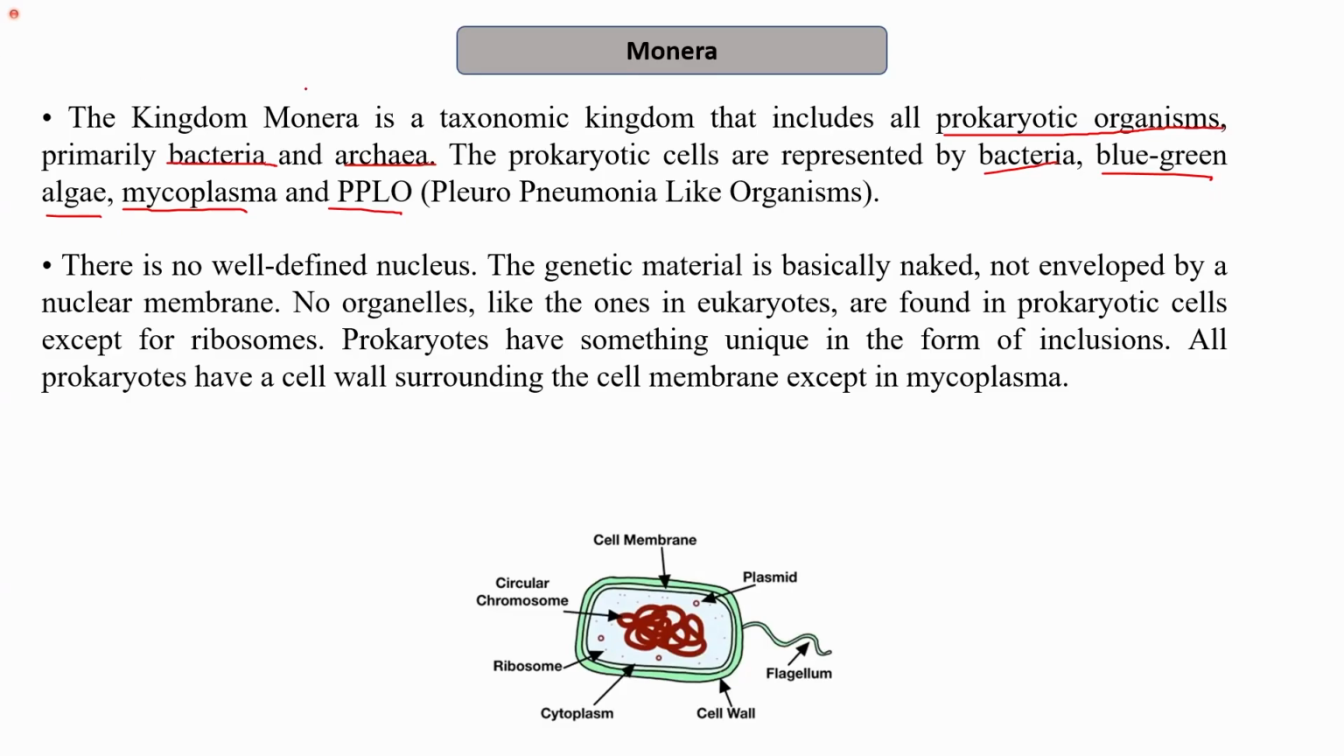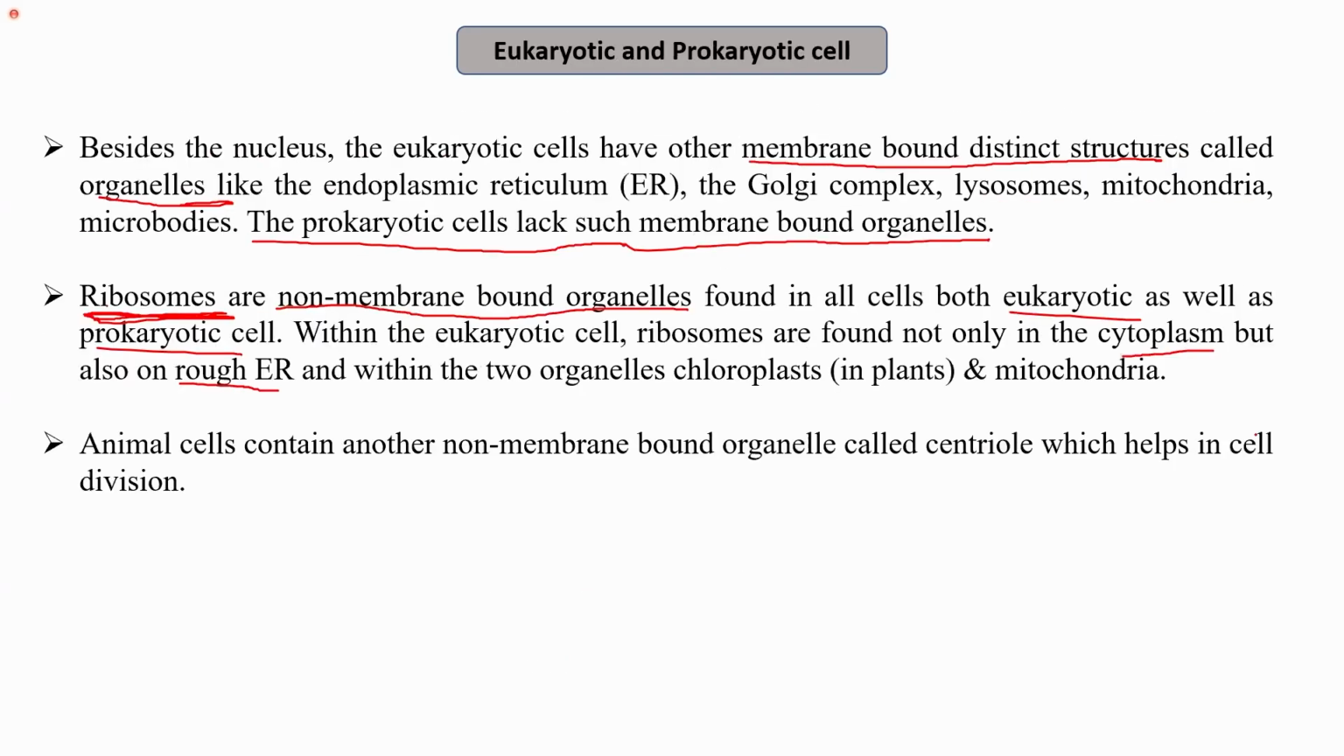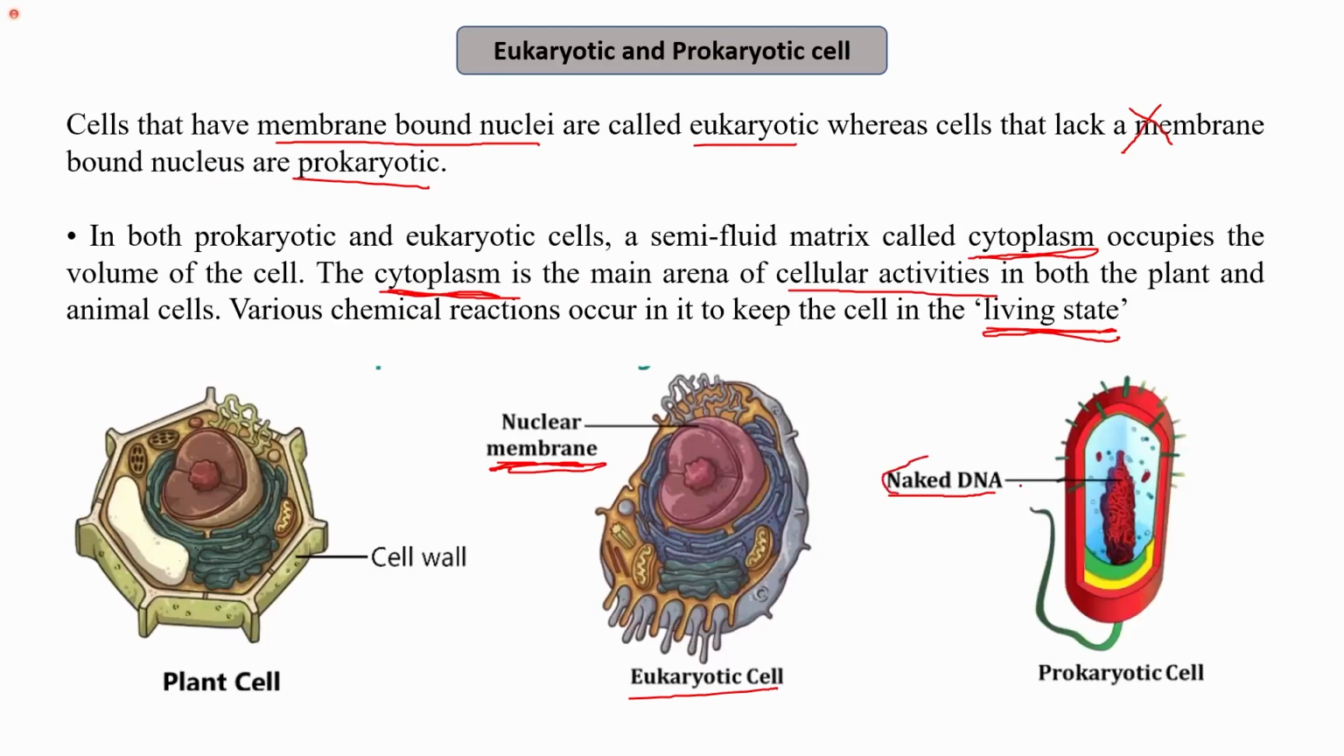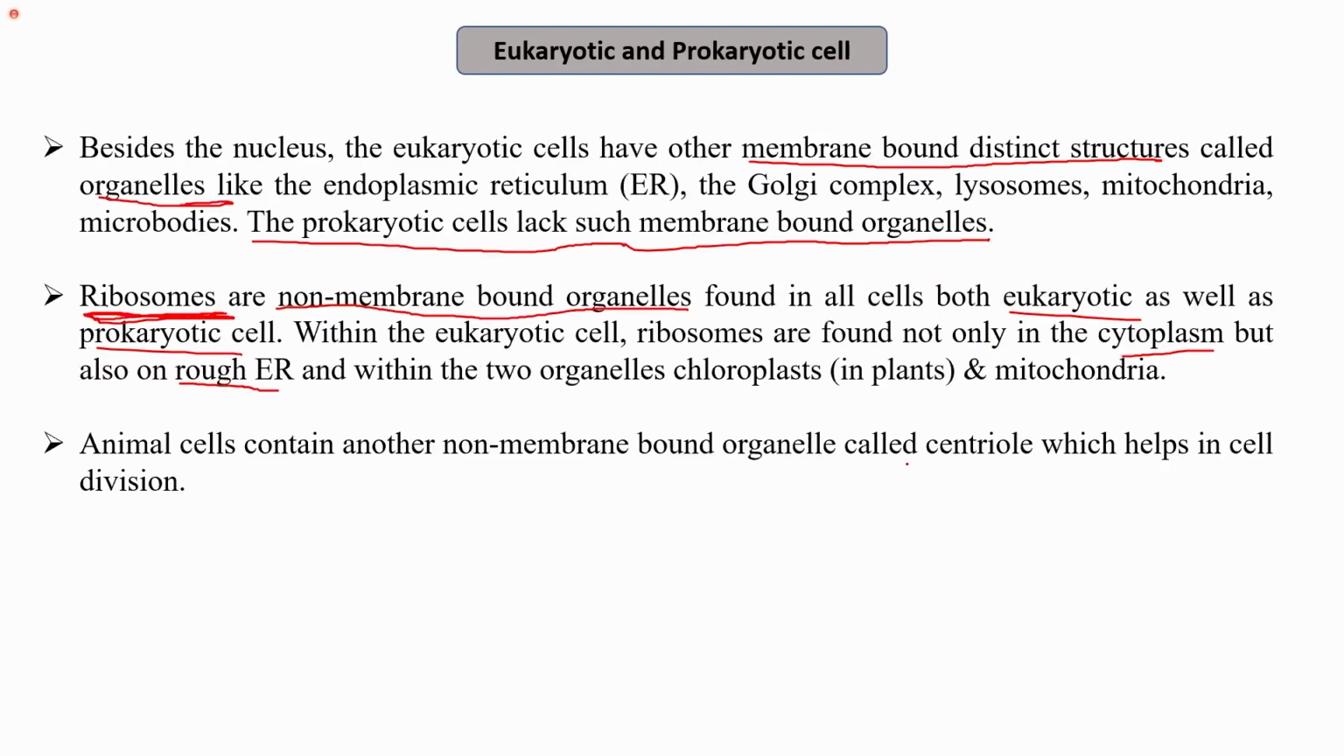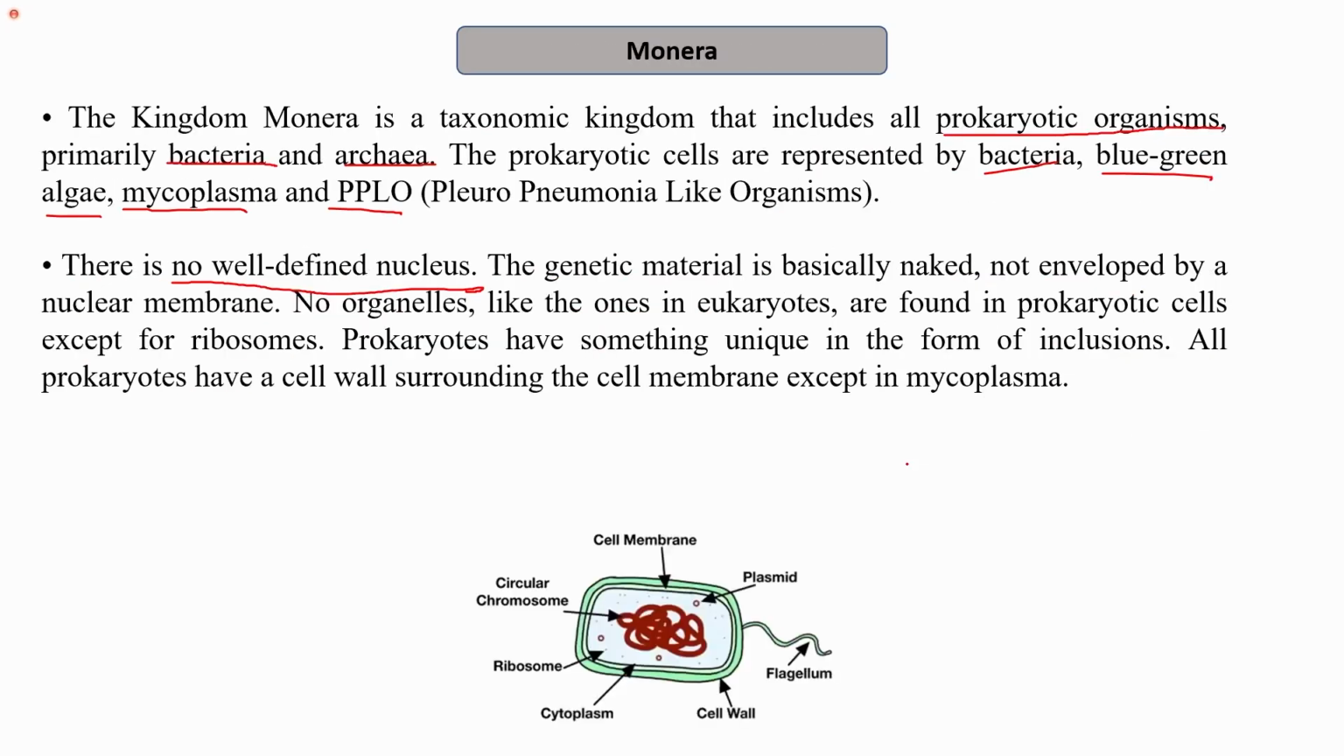So we know that since Monera includes prokaryotic cells, there will be no well-defined nucleus. Nucleus will be absent. DNA is present in the naked form. That is why they have naked DNA, where the DNA is lying freely in the cytoplasm without any membrane. So basically, the genetic material is naked, not enveloped by a nuclear membrane. So no nuclear membrane is present.